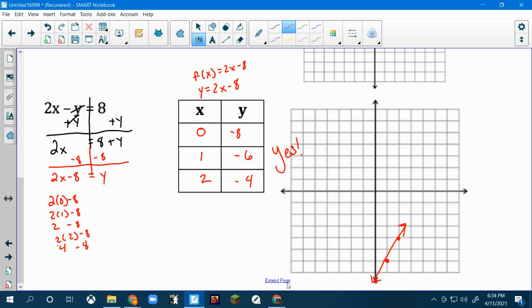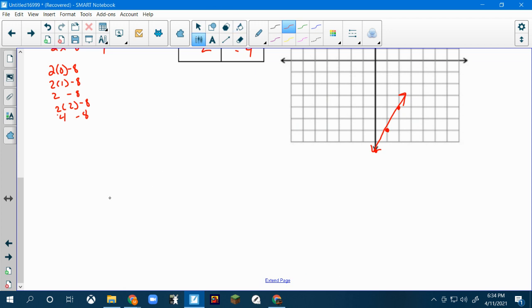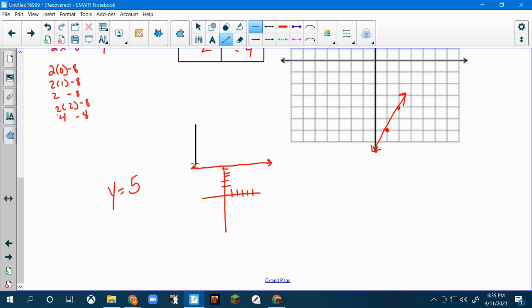All right, let's see a quick example of one that maybe isn't on our page. If we have the equation y equals 5, and I want to graph that. If y equals 5, is that a function? I'm going to put y equals 5 across here. Let's pass our vertical line test. If I make a vertical line and I drag it, is it always one spot? Yeah, it is.